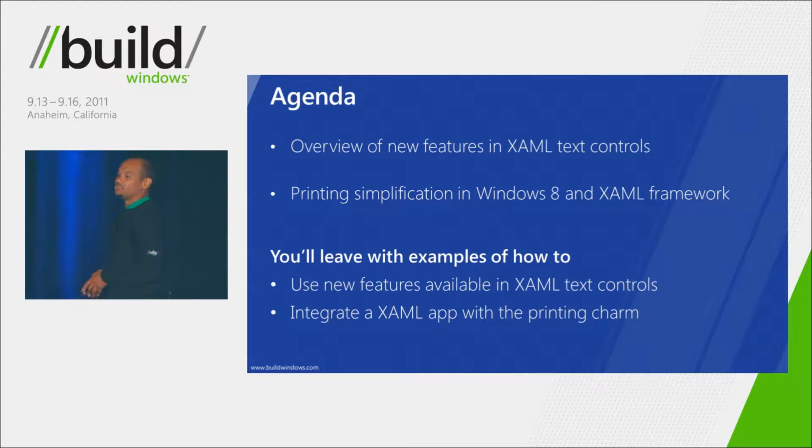Our agenda today is pretty simple. We'll first talk about the new features in text, and use that as a segue to talk about how we've simplified the printing experience in Windows 8 in the XAML framework. When you leave here today, you should have examples of how to use these new text features and how to integrate your XAML app with the Windows 8 print charm. I have a fair amount of content, but I'll try and get through it pretty quickly, and then after that, feel free to come up to one of the microphones and ask questions, or just come right up to the stage and we can have a more personal discussion.